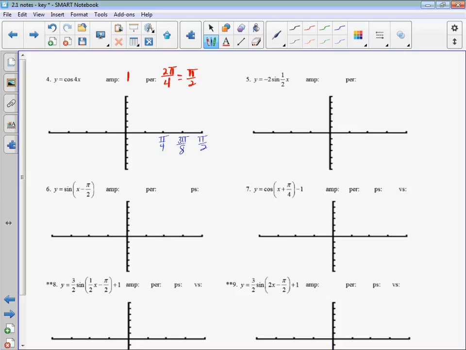Okay, and what about the one that was pi over 2? Pi over 8, yeah. And then same thing, now you've got them on the negative side. So negative pi over 8, negative pi over 4, negative 3 pi over 8, and negative pi over 2.